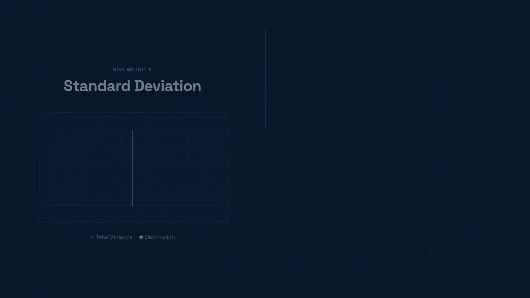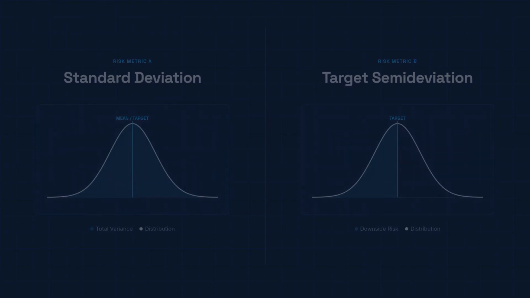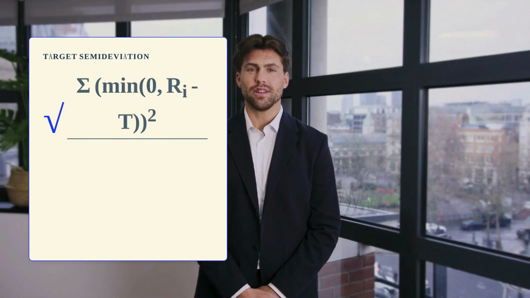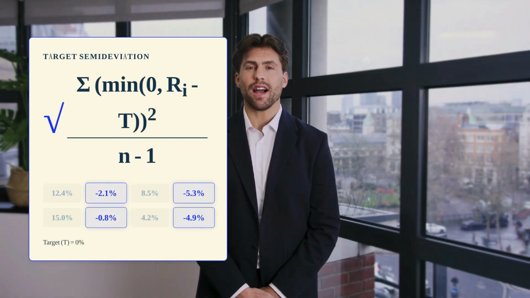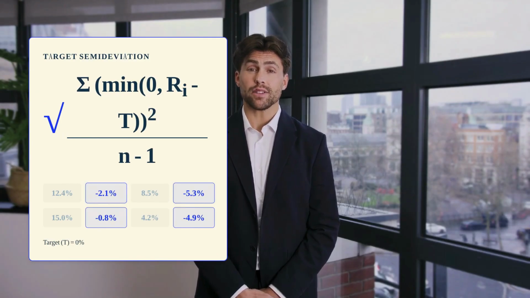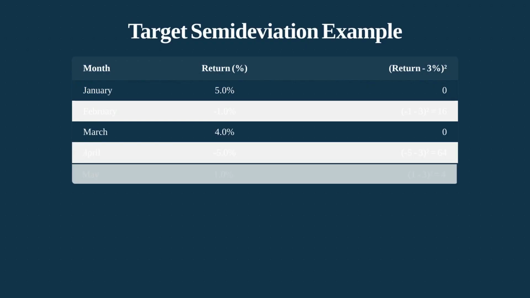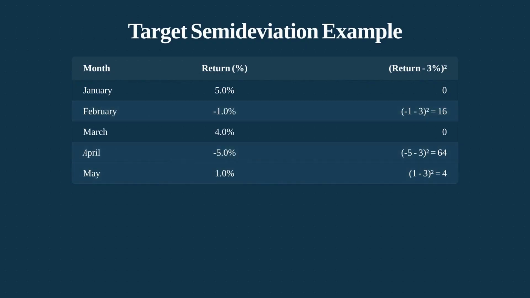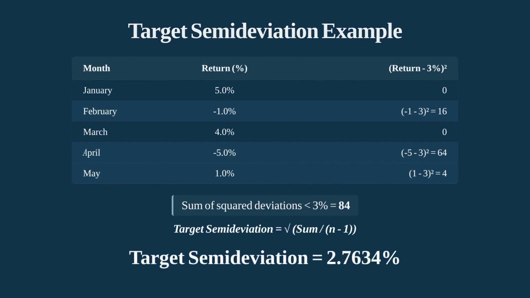Standard deviation counts upside and downside variability. Target semi-deviation focuses only on returns below a specified target, making it a downside risk measure. For target semi-deviation, square only the deviations below the target, add them, divide by n-1, and take the square root. In the monthly portfolio example, a 3% target produces a target semi-deviation of 2.7634%.